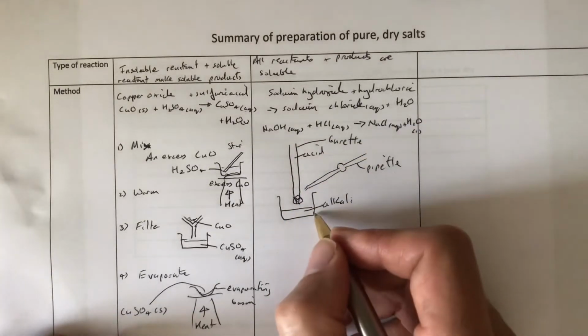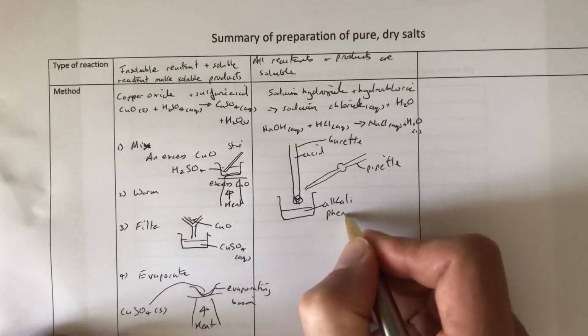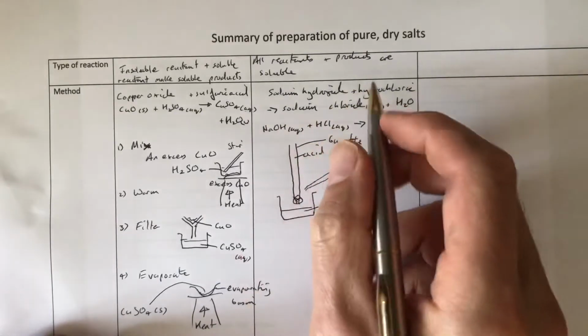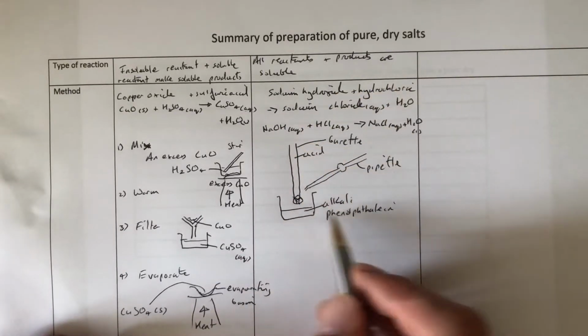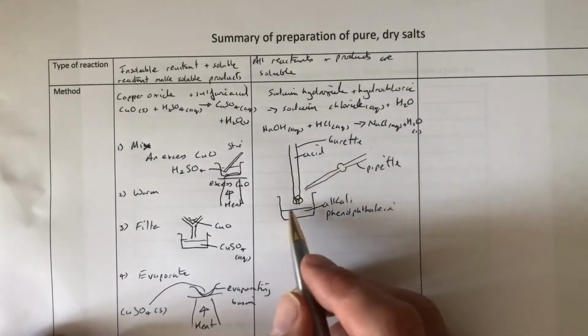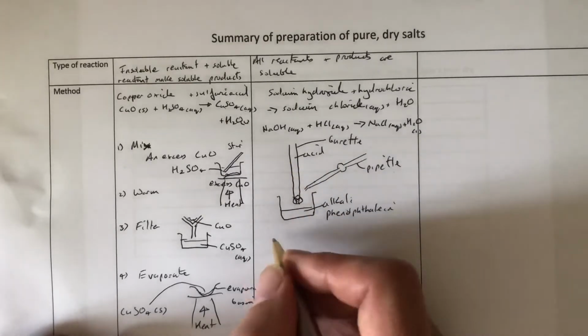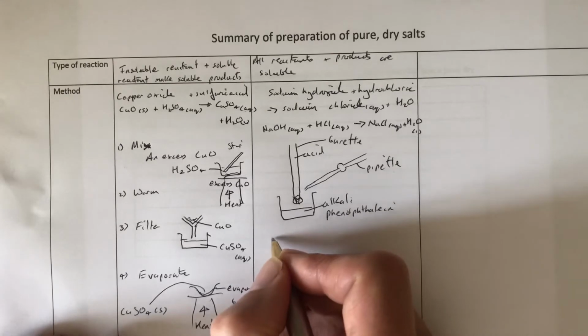Okay, and we're going to add some phenolphthalein to that as well. Phenolphthalein is an indicator. Now, when we add an acid to an alkali, we neutralise. So the phenolphthalein will tell us when all the alkali has been used up. At that point, we stop adding the acid. And at that point, we have exact amounts of acid and alkali.